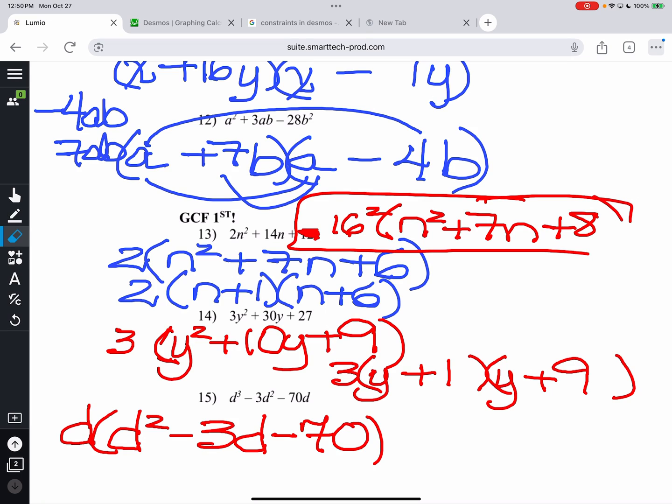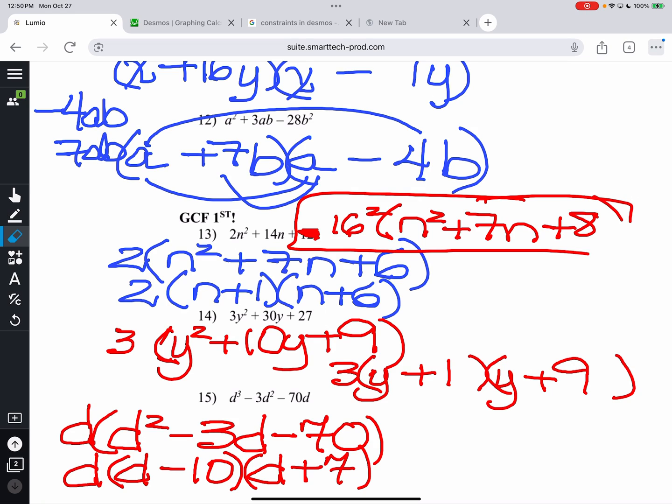What takes the negative? Is it the 7? No, the 10. The 3 is negative, so the larger number has to take the negative. So d minus 10, d plus 7. Would it be wrong if you said d plus 7 and then d minus 10? Commutative property. Yeah, we've talked about that. Commutative property is great. It allows you to go either way.